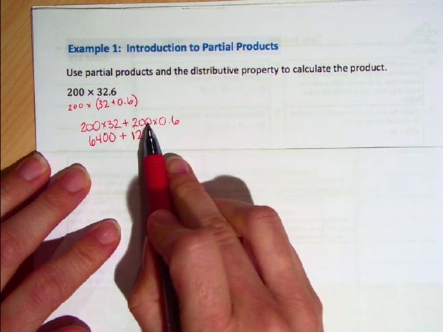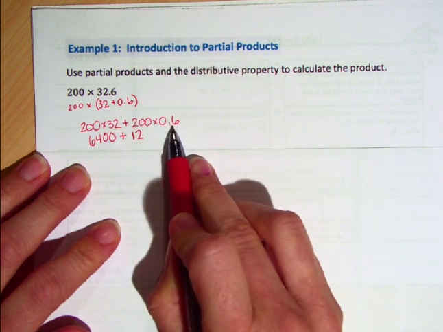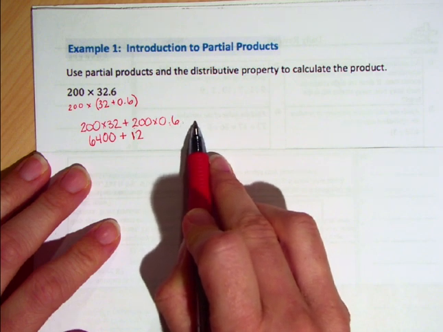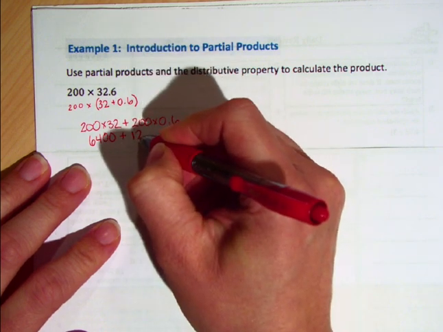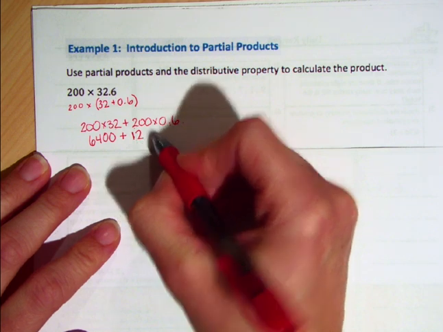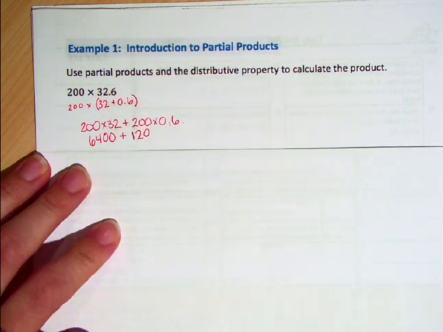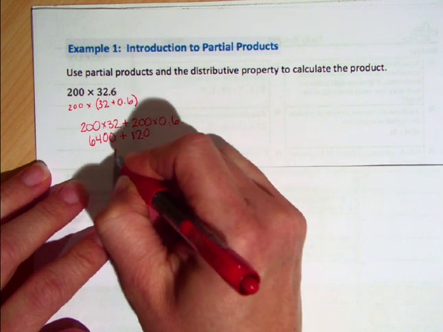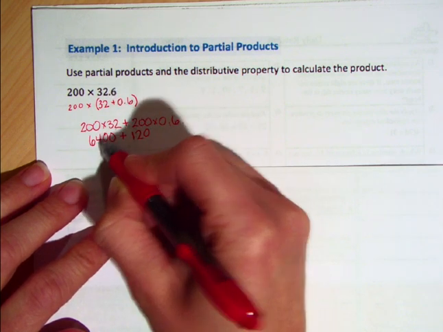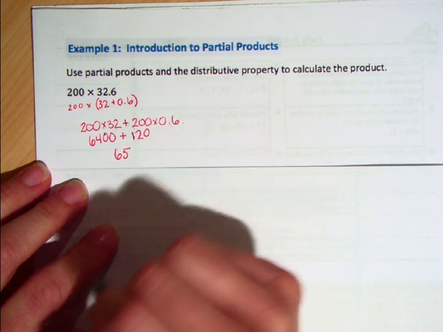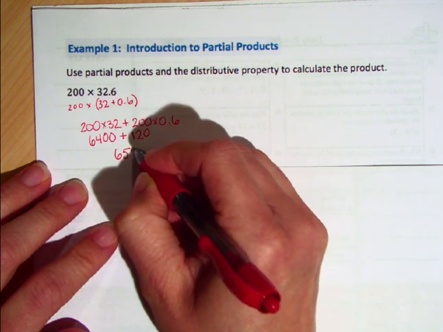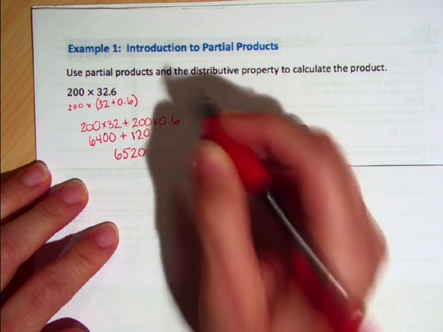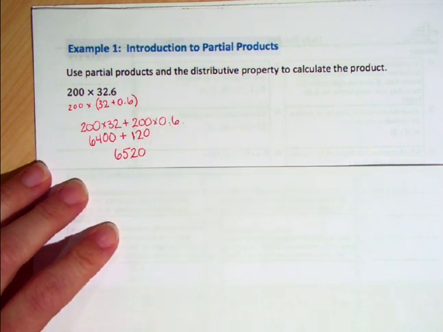And because I have two zeros, it's like moving my decimal two places. So it's going to be two places, 1, 2, to 120. I know that's a little bit confusing, but we'll talk more about it as we go. And then I'm going to add them together. So I'm going to have nothing in the thousands place here. I have a 100 and a 400 makes 500. A 2 and a 0 makes 20, and then a 0 in the end. So my answer is 6,520.